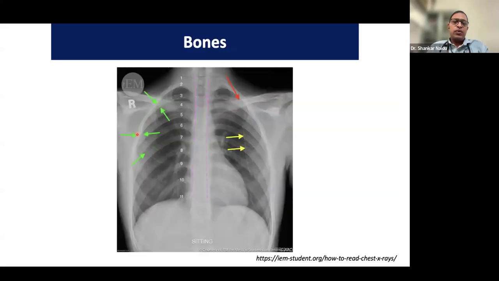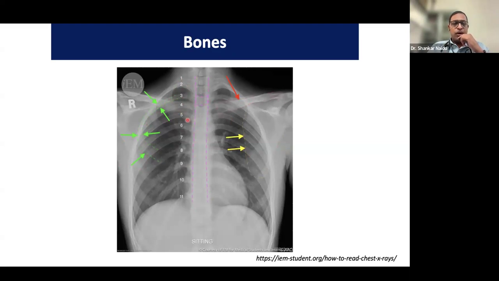So the next structure we need to look after is the bones. For us, we might not actually understand about bones, but we should always at least screen them. So these are the various structures. This is the clavicle. These are the ribs. This is the anterior aspect of the rib, and this is the posterior aspect of the rib. Then these are the vertebrae, and this is the scapula. So these are to be identified, and all the margins have to be seen.